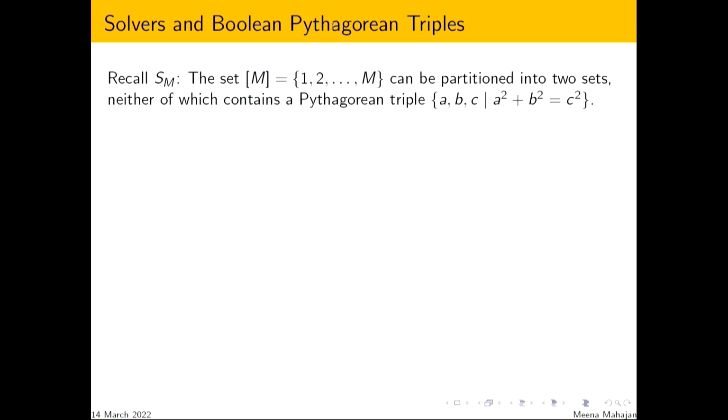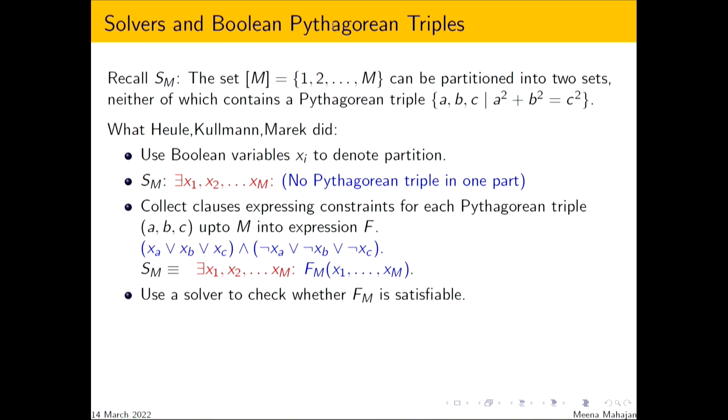So going back to this Boolean Pythagoras triple problem, I said that there was this connection between proof discovery and proof checking, and at this point I can tell you a little bit more about this connection. What these three people did was they denoted this statement Sm, that triples up to m can be partitioned. They tried to express that as a logical statement in propositional satisfiability by giving each number a variable. Variable is true means the number is colored red. Variable is false, it's colored green. So the statement is there exists a coloring of the numbers for which there is no triple of one color.